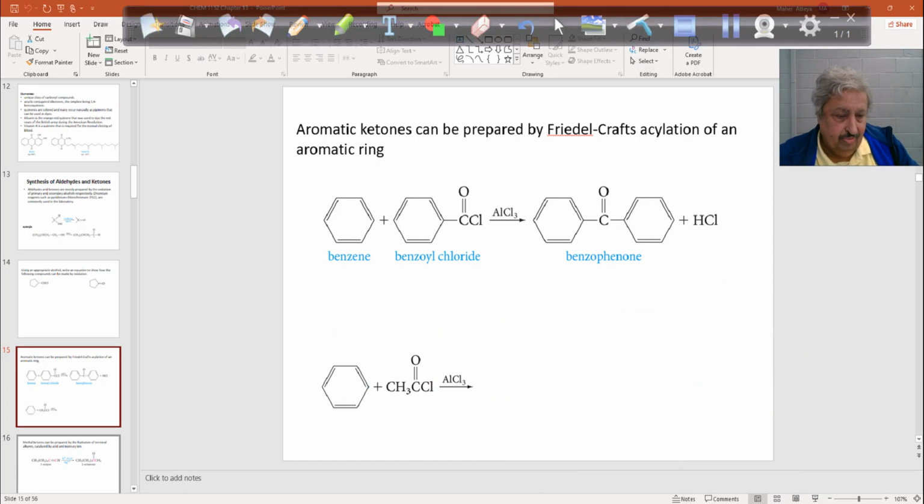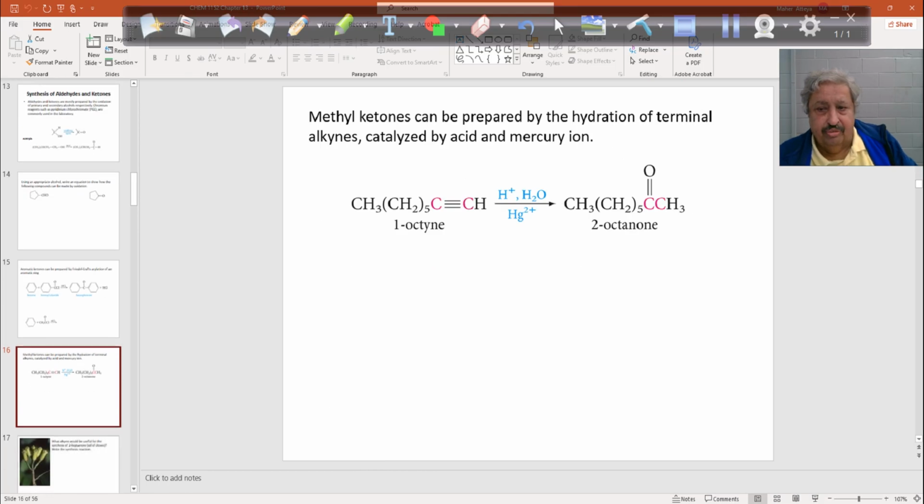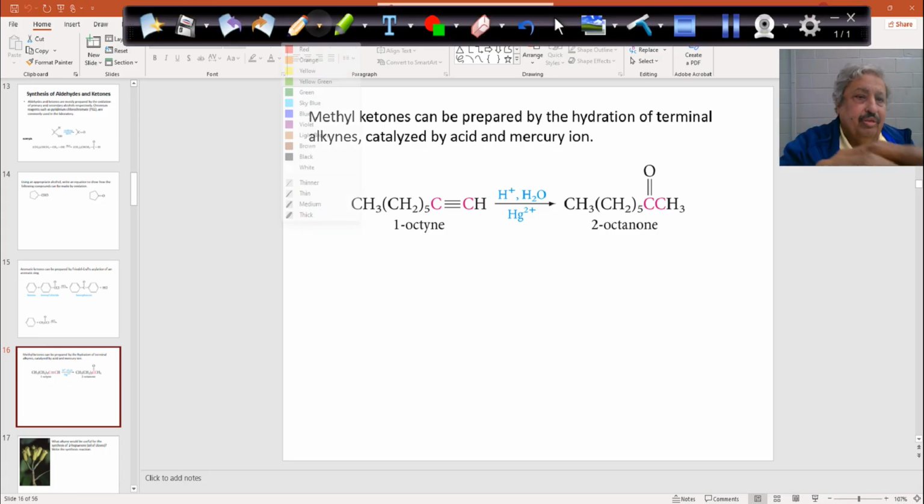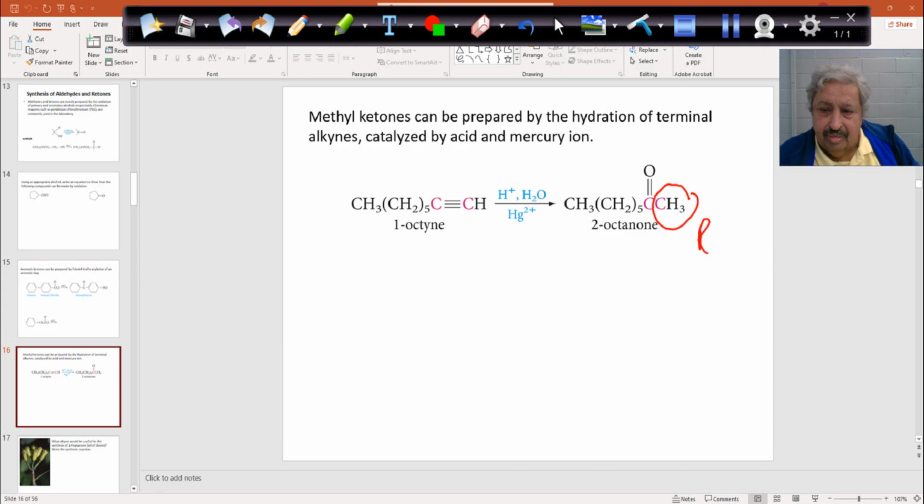I think the time is up. We can do the same thing here. If you have a triple bond and you oxidize the triple bond, you get a ketone. The same thing we did with the double bond to get an aldehyde. So here it is. This is R, this is another R. That's a ketone.